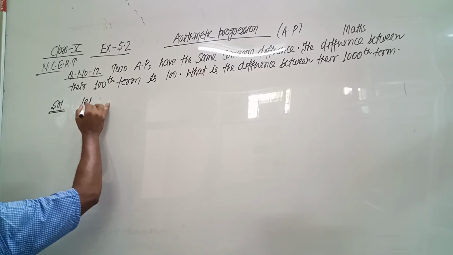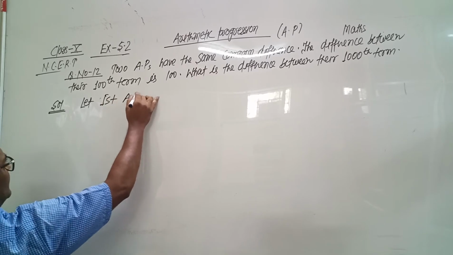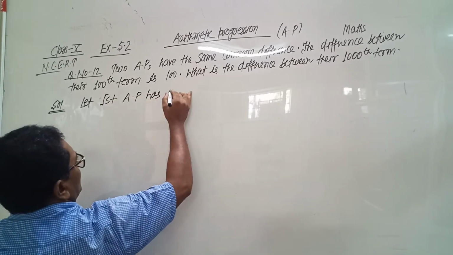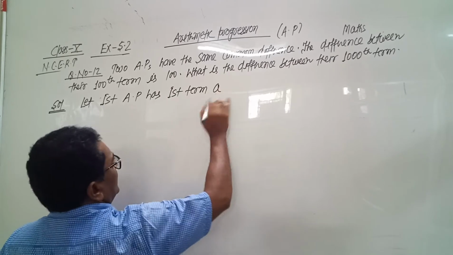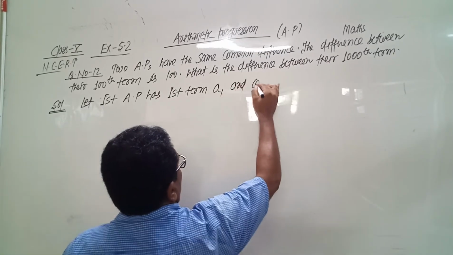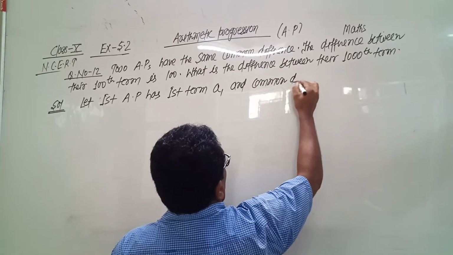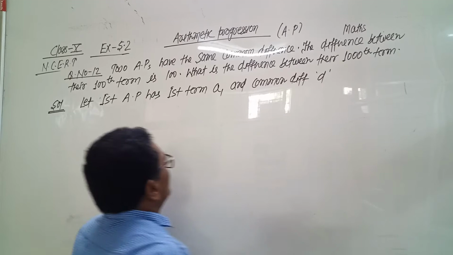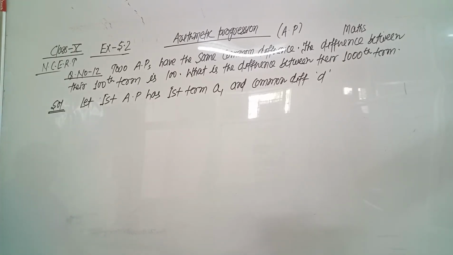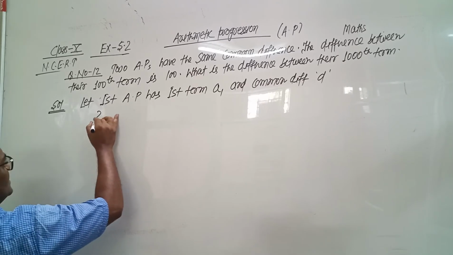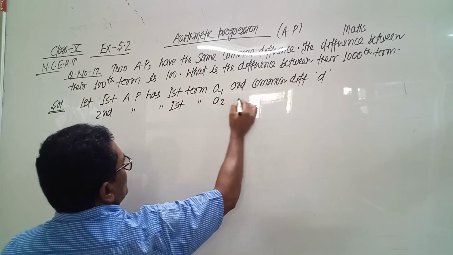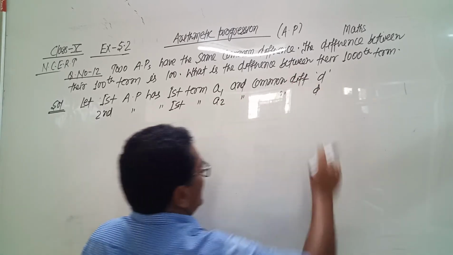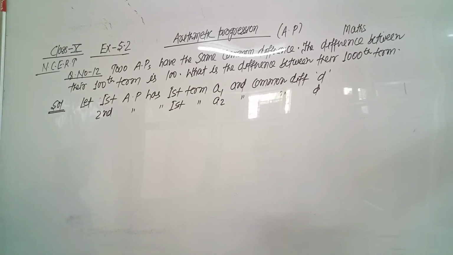Let the first AP have first term A1 and common difference D. Let the second AP have first term A2 and common difference D, because we are given that both have the same common difference.